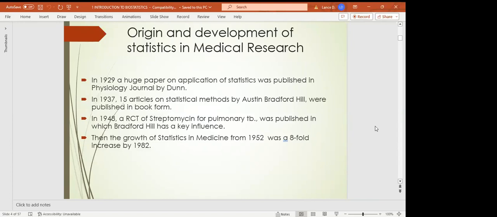So in terms of biostatistics, we can start looking at it from statistics in the broad medical research area. It started in about 1929 when a huge paper on the application of statistics was published by Dunn. By 1937, he started to see a trend in the number of articles being published in the form of books. So you had 15 articles by 1937 by Bradford Hill, that's Austin Bradford Hill, that further pushed the area of statistics as it regards medical sciences and broadly biostatistics forward. By 1948, there were more persons publishing, and Bradford Hill actually became a key person of influence in the area.